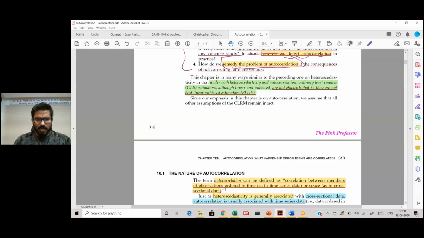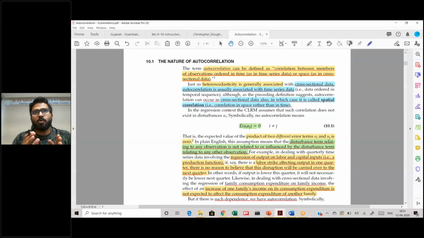Let's start our analysis with the nature of autocorrelation. In this entire chapter, I will be comparing this chapter with heteroscedasticity a lot, because the kind of treatment is quite similar. If you remember, in the previous class, I told you that heteroscedasticity is a problem which is more persistent, probably as a rule, in cross-sectional data.